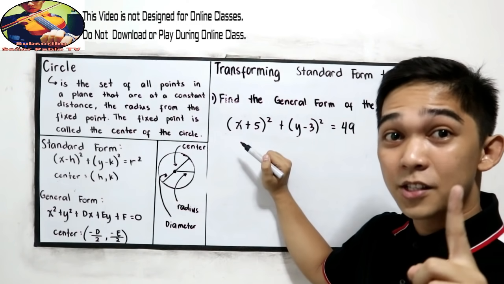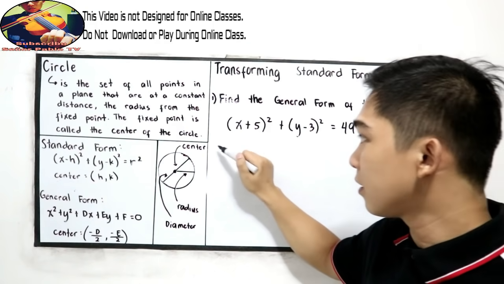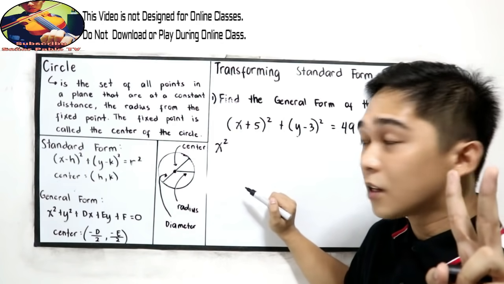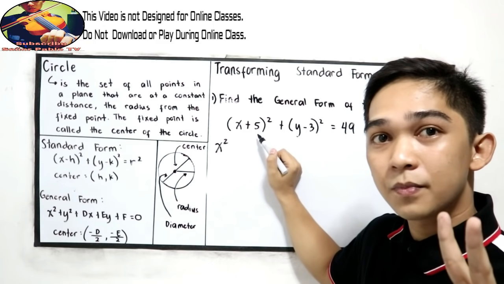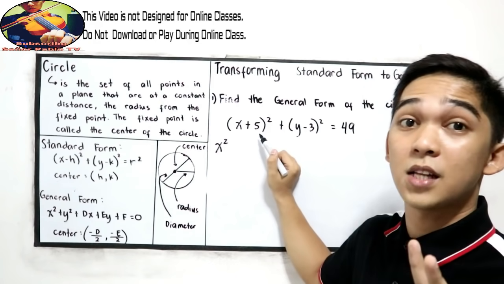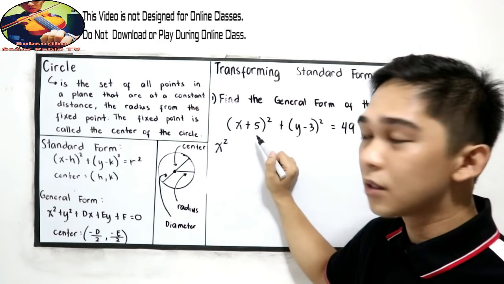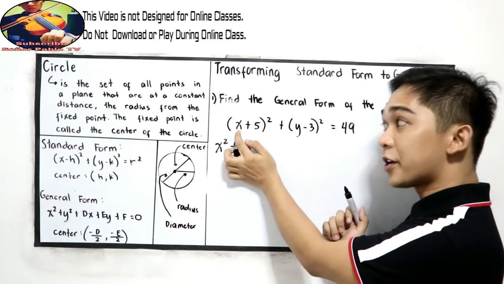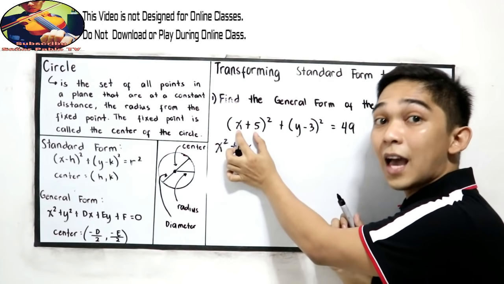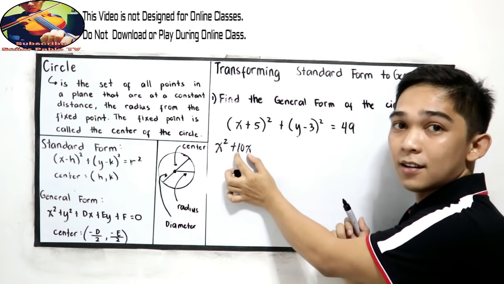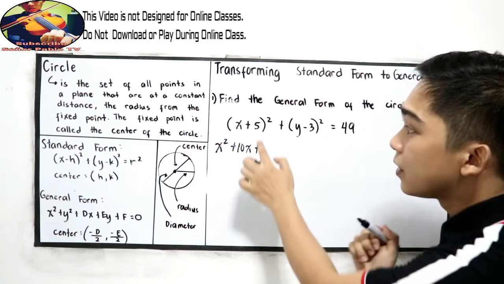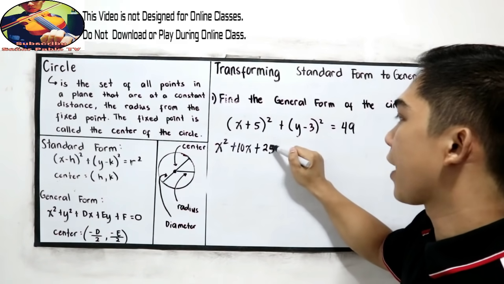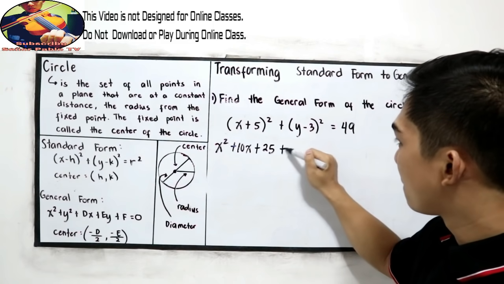First step, square the first term, so that will become x squared. Second step, multiply the first and the second term. So x times 5, that is 5x, times 2, that is 10x. Again, multiply the first and the second term times 2. That's why we have 10x. Plus, square the second term. 5 squared gives us 25. Copy the plus sign.